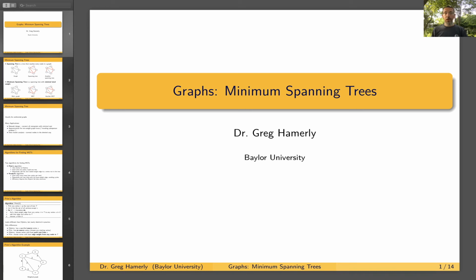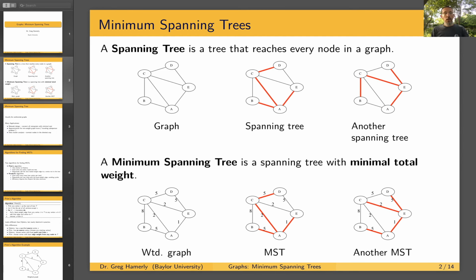Welcome to this lecture on minimum spanning trees. To discuss minimum spanning trees, let's first talk about spanning trees.